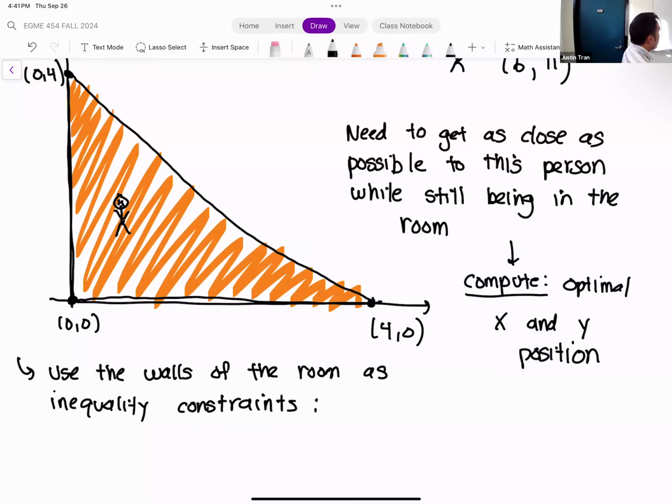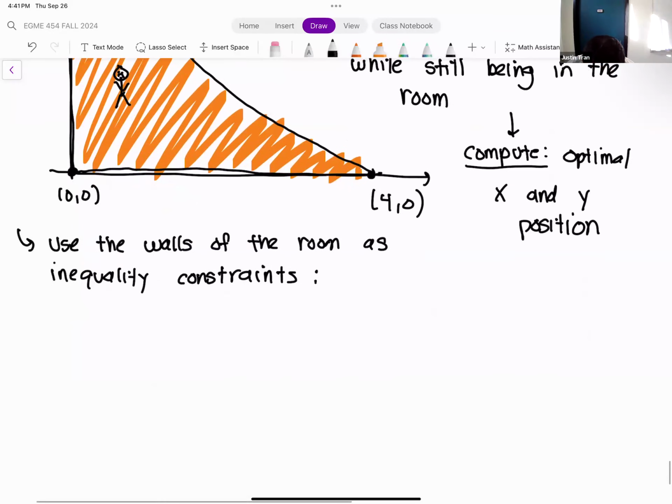So for instance, we know that our room, the origin is at 0, 0, right? And we have one vertical wall going up, right? So our x position has to be to the right of that wall, right? So our first inequality constraint is that x must be greater than or equal to 0, okay? And we can do the same thing for the y coordinate as well. So the y coordinate has to be greater than or equal to 0. Right, so that'll put us in the positive coordinates there.